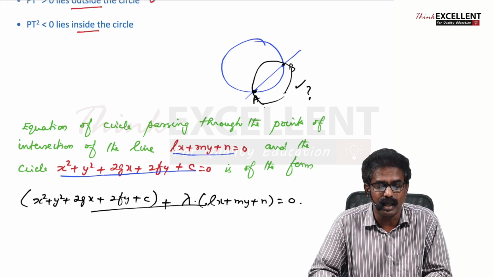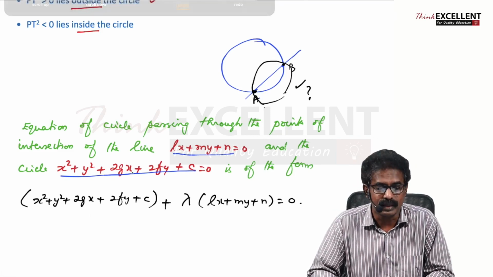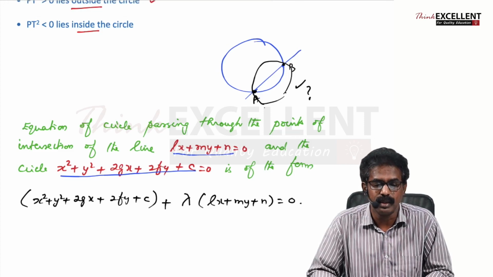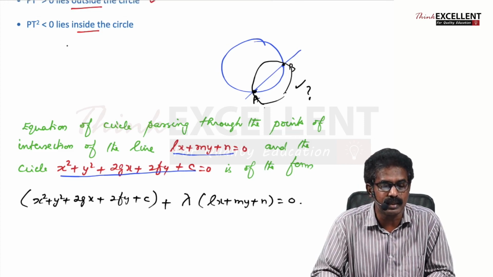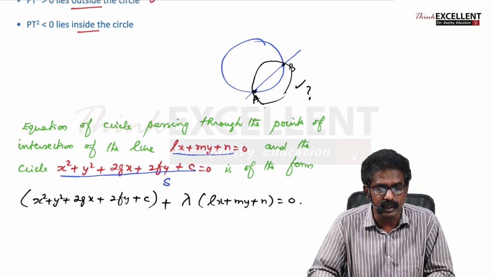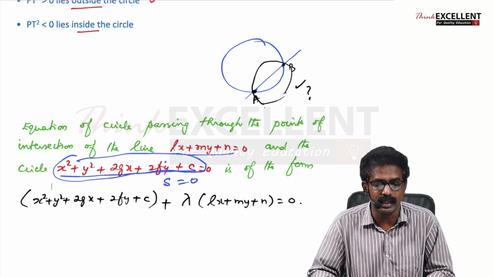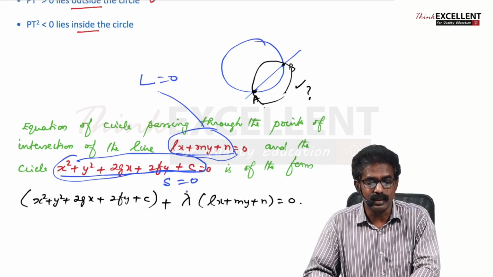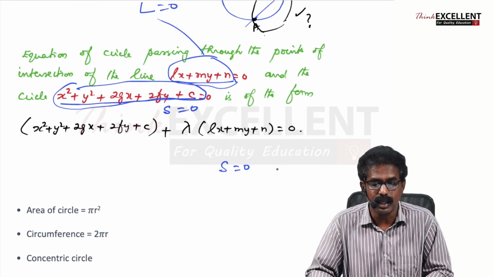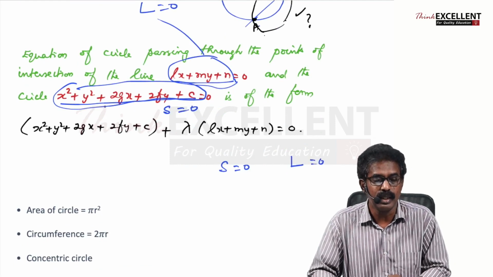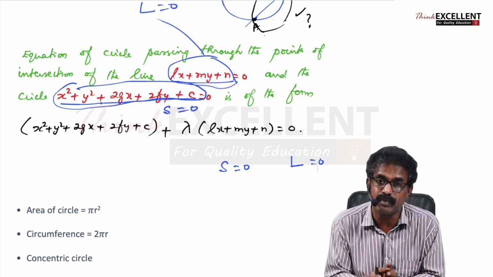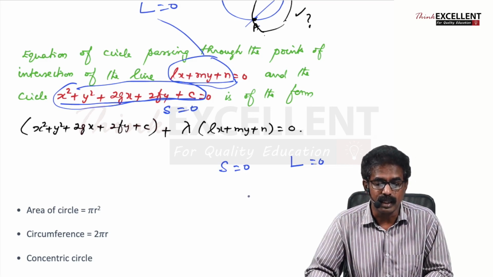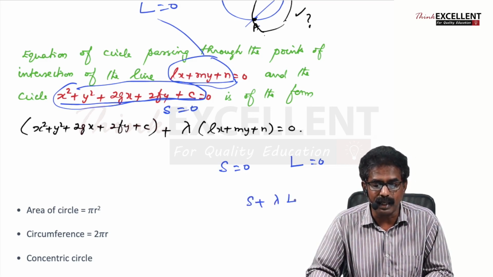This is the formula. How to remember it easily? This is the circle's equation, right? In short, I'm taking the circle's equation, the left side fully together, as S equal to 0. And this is the line's equation; I'm taking that as L equal to 0. So the circle's equation is S equal to 0, and the line's equation is L equal to 0. The equation of the circle passing through the intersection of these two is S plus lambda L equal to 0.